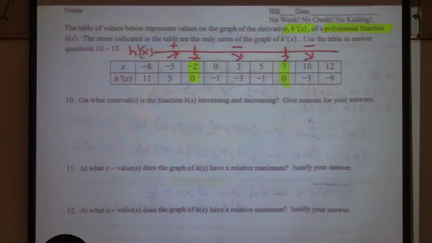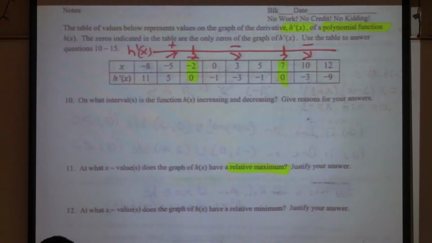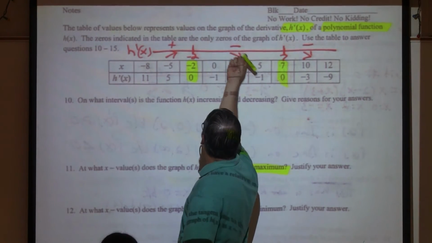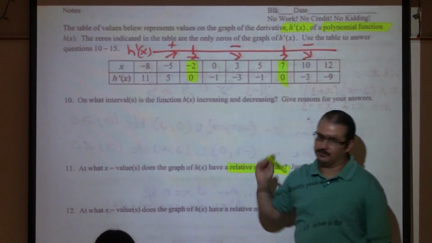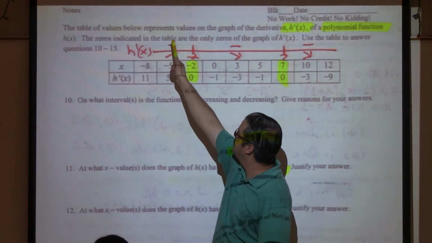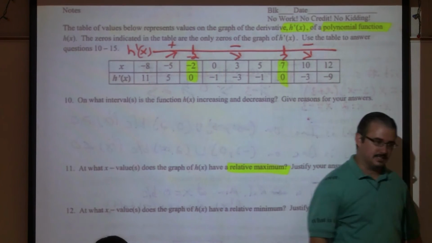All right? Where do I have a maximum? At -2. I can see it, right? The curve is increasing and then decreasing, so I have a max at -2, because the derivative is changing from positive to negative.